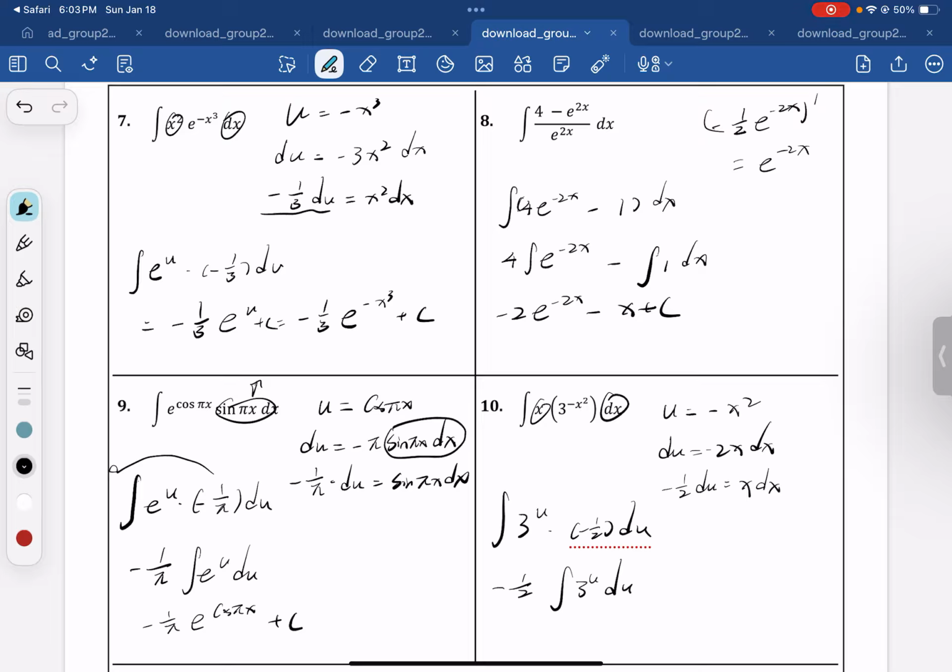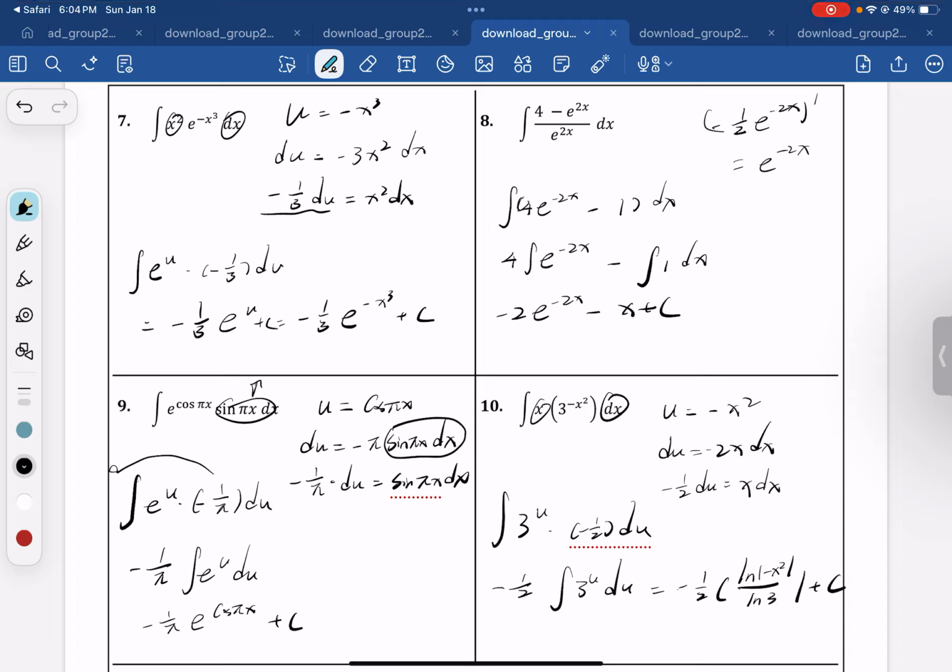So it's an exponential function, so the antiderivative should be negative a half of, hold on, so it becomes negative half times natural log of negative x squared over natural log of 3 plus c.